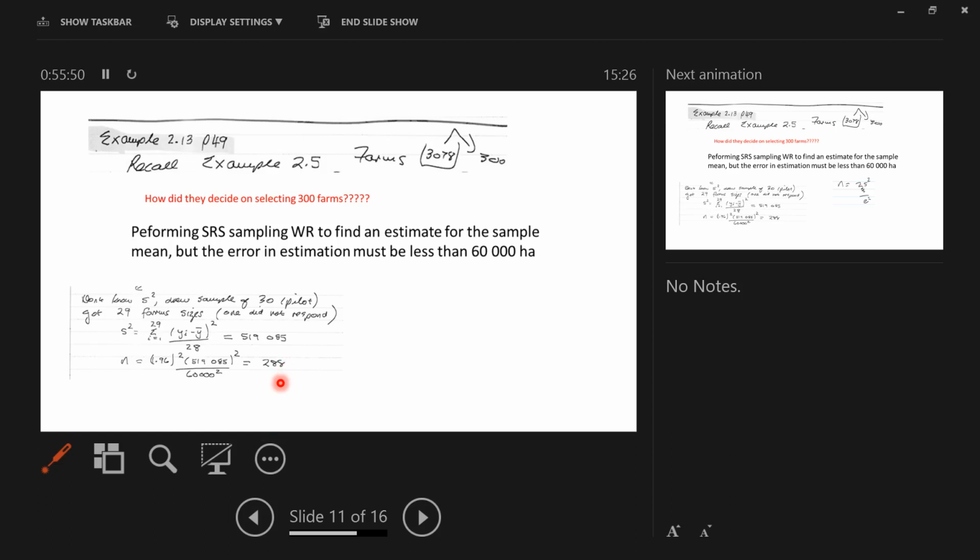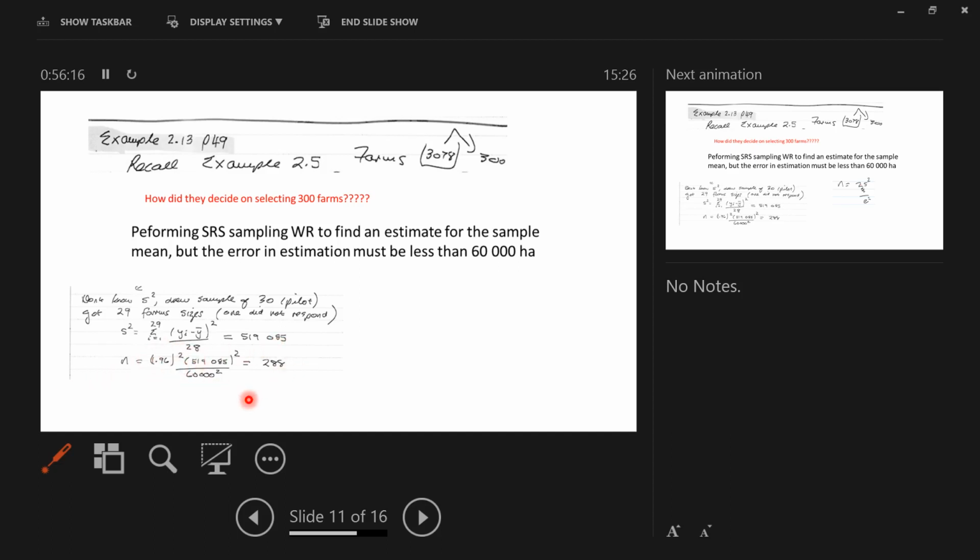So what we're saying in the end is, the guy said don't be out by more than 60,000. I took a pilot sample of 30. I calculated s squared from 29 of them because one didn't respond. I found s squared to be that, not the real one for the sample, it's just my pilot sample. I threw it away. Then, once I knew that, I just put that into the formula and I got 288.